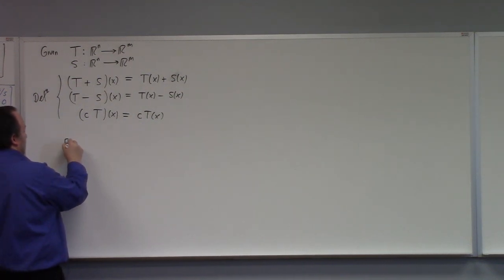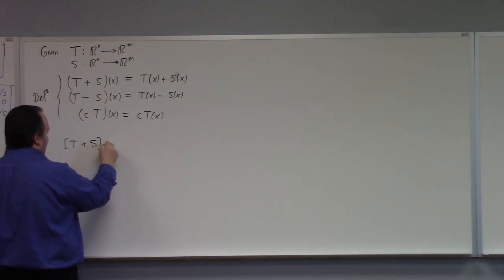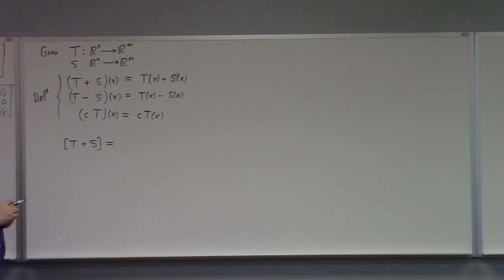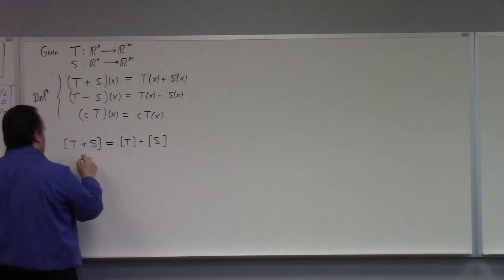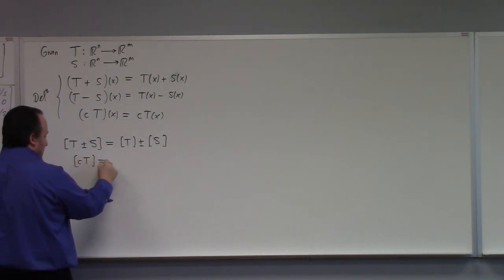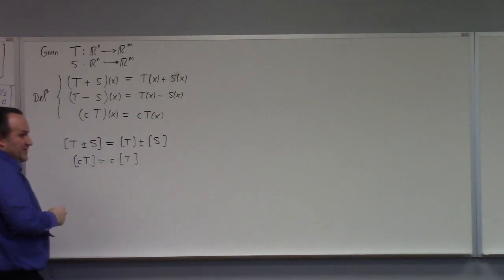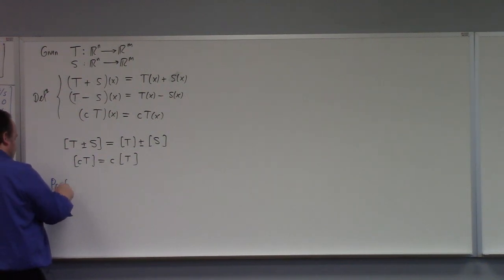The standard matrix of T plus S, what's it going to be? How do you think we'd find the standard matrix of T plus S from the standard matrix of T and the standard matrix of S? It's just going to be the standard matrix of T plus the standard matrix of S. And likewise, if we had a minus here. And if we want to find the standard matrix of the scalar multiple of T, we simply multiply the standard matrix of T by that scalar. The proof of these assertions is pretty simple. Let me show you. I'll do all three at once if you guys don't mind.